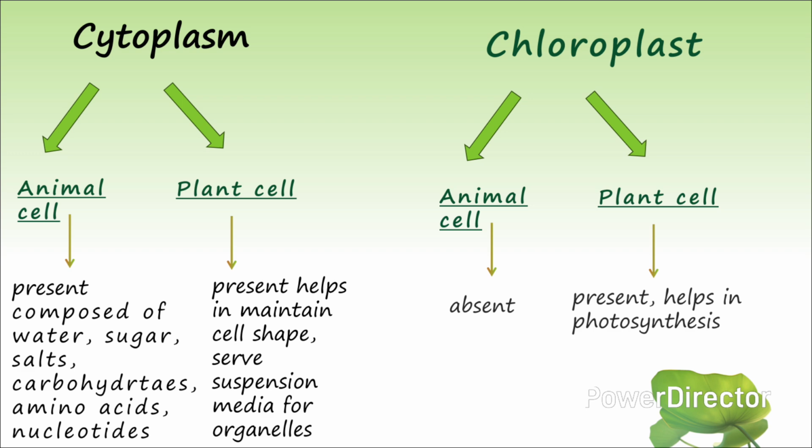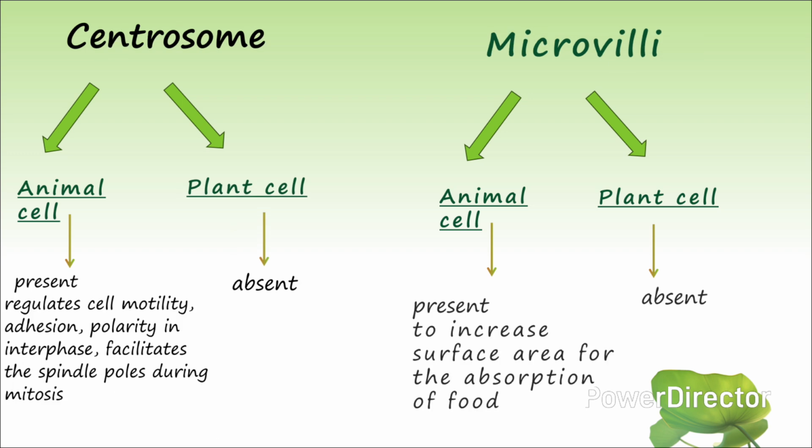Next one is centrosome. In animal cell, the centrosome is present and it regulates cell motility, adhesion, and polarity in interphase, facilitates the organization of spindle fibers during mitosis, whereas most plant cells lack centrosomes. The last one is microvilli. In animal cells, they are present in intestinal lining to increase the surface area for the absorption of food, whereas in plant cells it is absent.